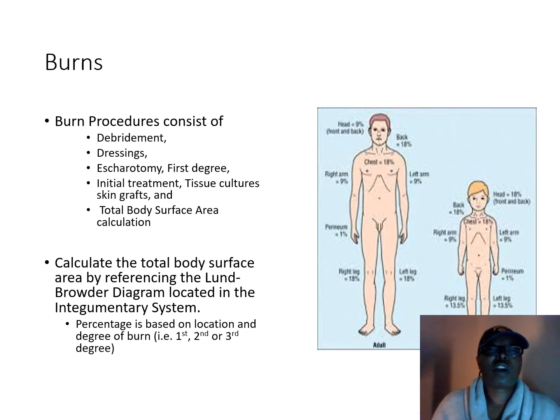Next, we're going to move into our burn section. So burn procedures consist of debridement, dressing, escharotomy, the first degree, our initial treatment, if there's tissue cultures, skin grafts, and total body surface area calculation. So to calculate the total body surface area, reference the Lund-Browder diagram located in the integumentary system of your CPT manual, as well as you can see here.